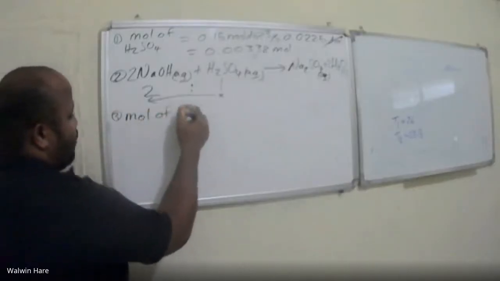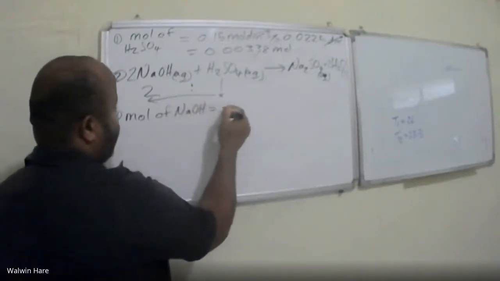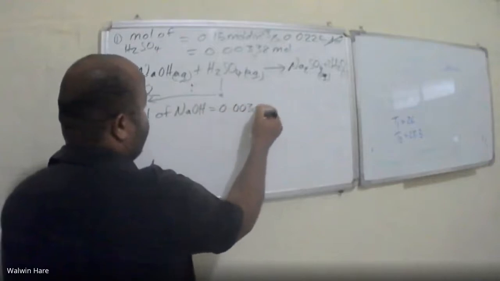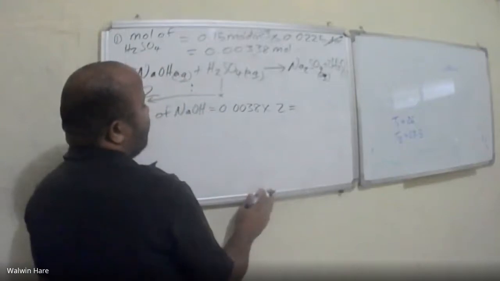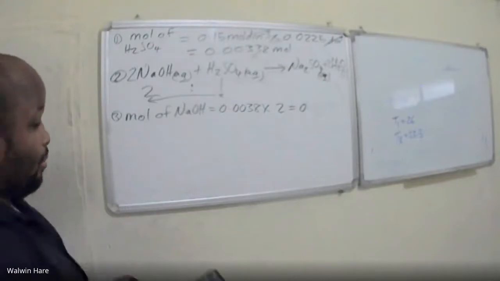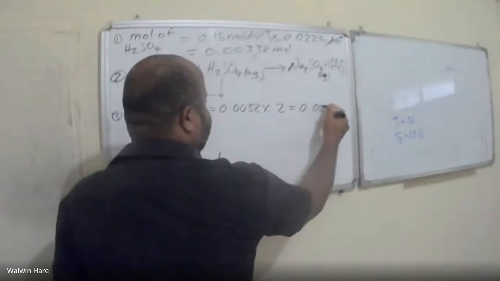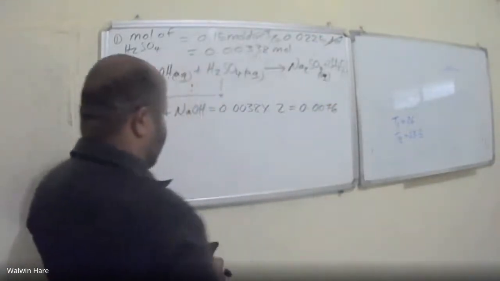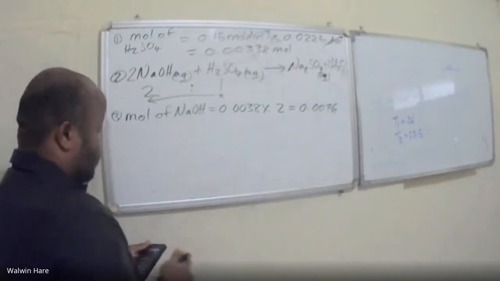So the mole of NaOH is equal to 0.0038 times 2. 38 and 38, that's how much? 76. Sir, I get 6.75 times 10 to the negative 3. It will be 0.0076. All right.